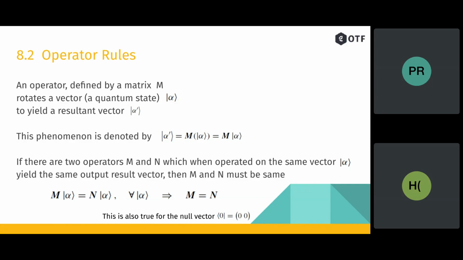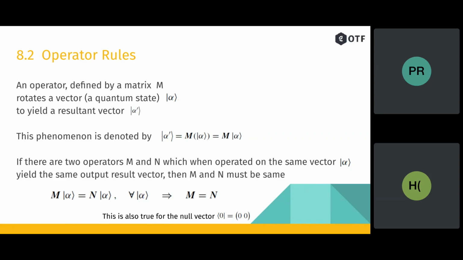Generally when you operate a matrix on a vector in the Hermitian space, you are getting a new vector. And if you have two matrices, then what happens? If two matrices operate on the same vector and yield the same output, then M and N must be the same. So if M ket alpha is equal to N ket alpha for all ket alpha, M is equal to N.